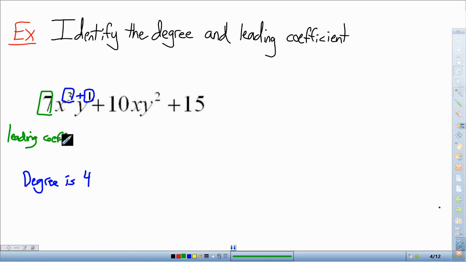Coefficient. All right, and then it didn't ask us, and we won't do it on this one, but 15 would be my constant. This thing also has 3 terms. It would also be a trinomial. But the big thing here is if you have multiple variables in a term, you need to add their exponents to figure out what the degree is. So just something to know. These degree problems don't show up very often. It's just a good thing to know.